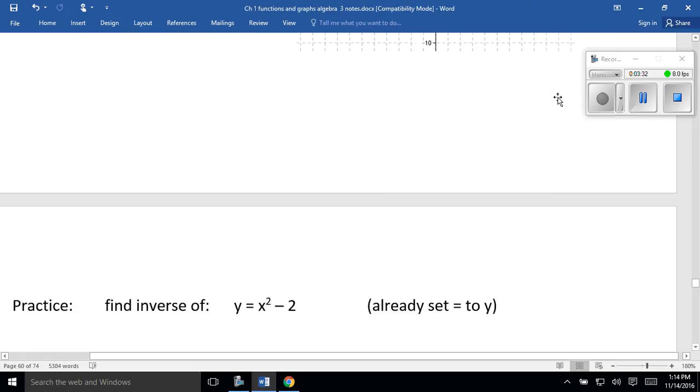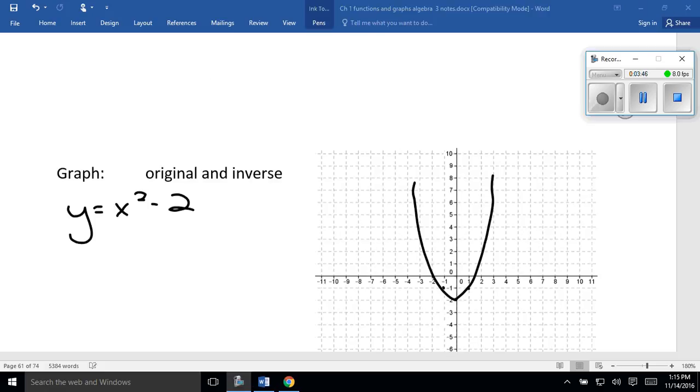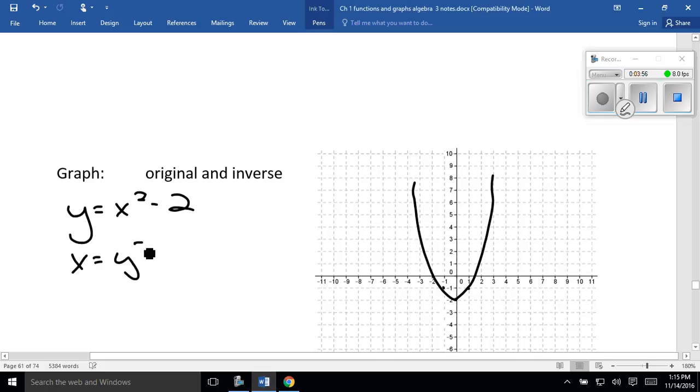Okay. A little bit harder, but not much. This gives you an x squared, so you've got to remember your transformations. So how do you graph x squared minus 2? You have to remember that. All right? So I'll let you go. Step 1. To find your inverse, what's your first step? Change the x's and the y's. X equals y squared minus 2.